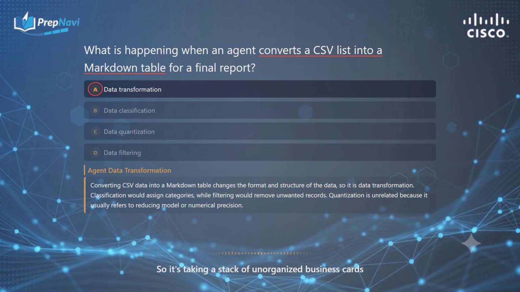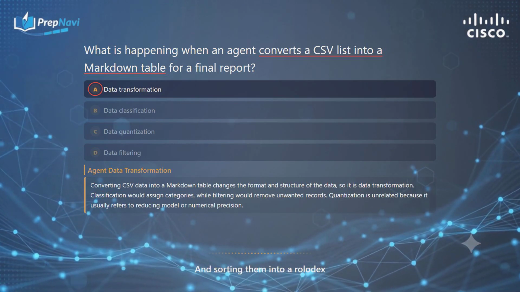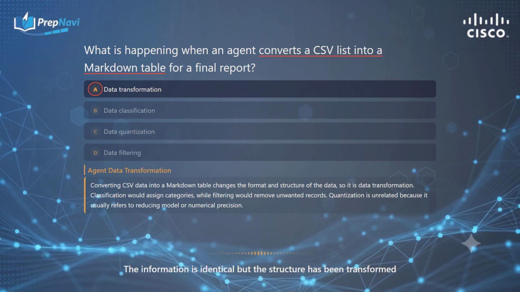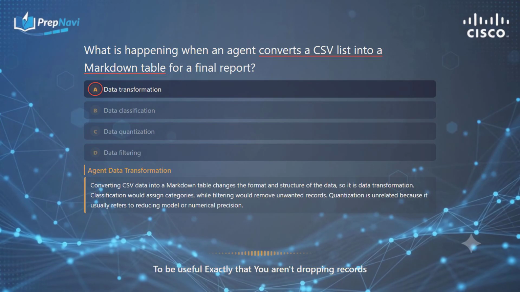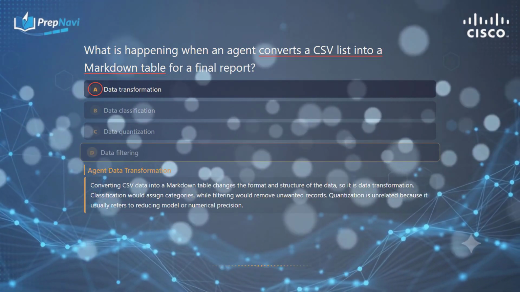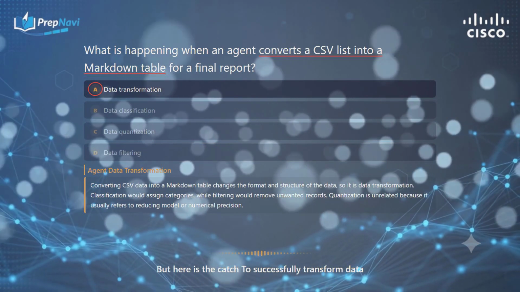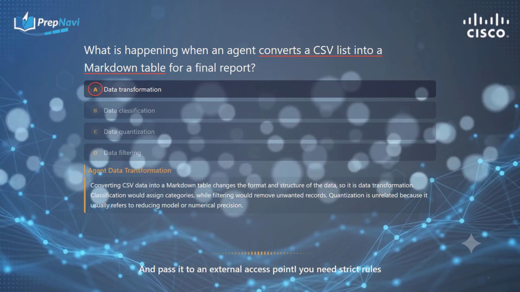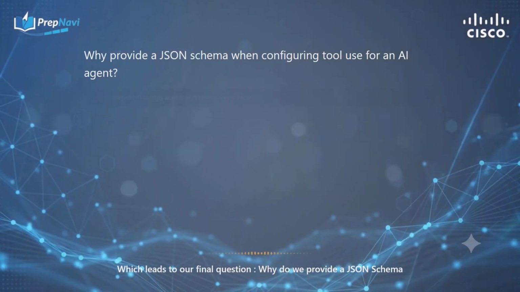So it's like taking a stack of unorganized business cards and sorting them into a Rolodex. I mean, the information is identical, but the structure has been transformed to be useful. Exactly that. You aren't dropping records, so it's not filtering. You're just reshaping it. But here is the catch. To successfully transform data and pass it to an external API, you need strict rules. Which leads to our final question.